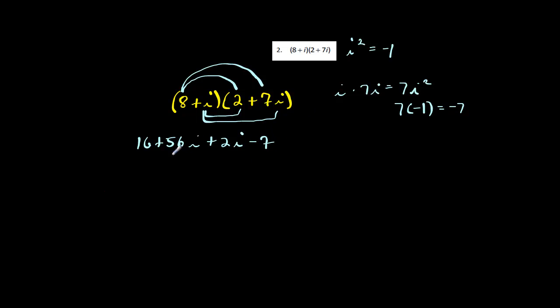Now we want to add like terms. 16 minus 7 is 9. 56i and 2i is 58i.